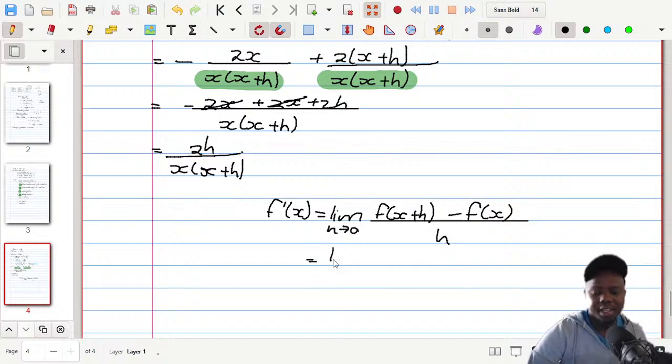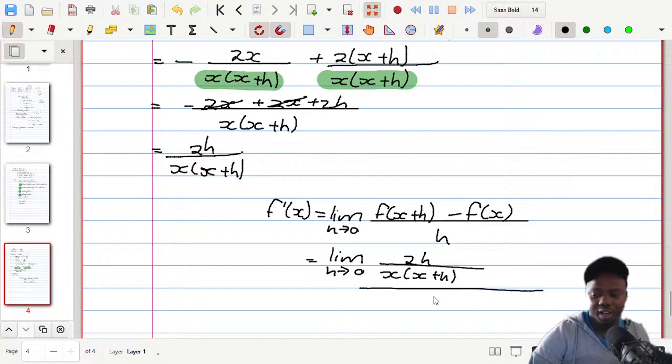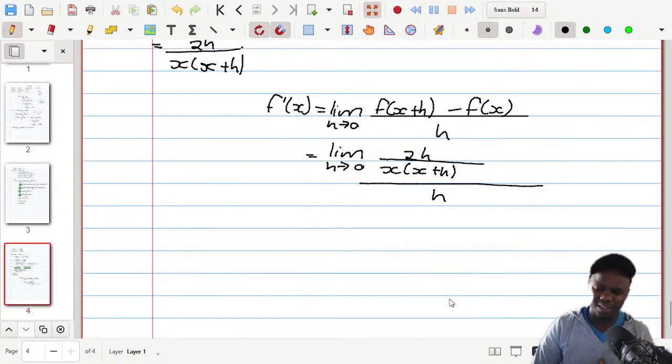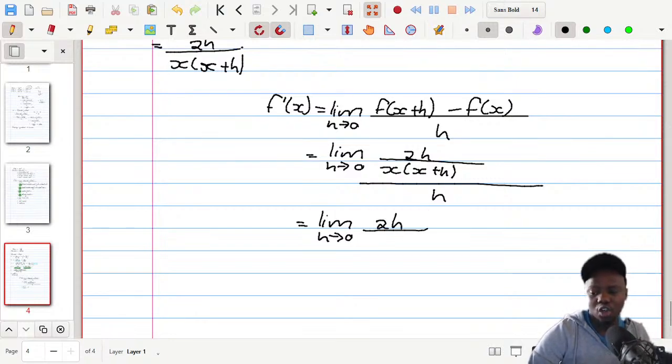Now, we've already calculated what f of x plus h minus f of x is. I'm just going to substitute it in here. So this is going to be 2h over x into x plus h, all over h. Now, I don't like the way this is looking. If you remember from primary school, if we have a setup such as this, we could say this is 2h over x into x plus h multiplied by 1 over h.